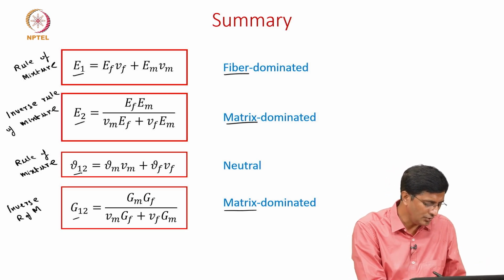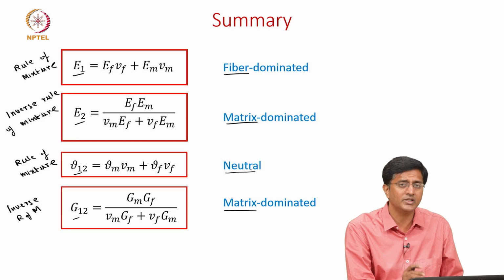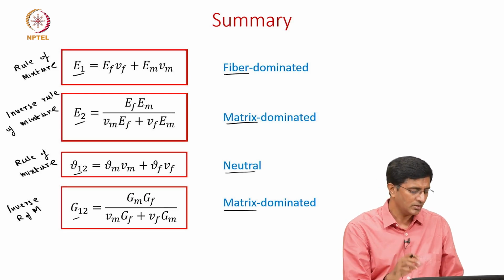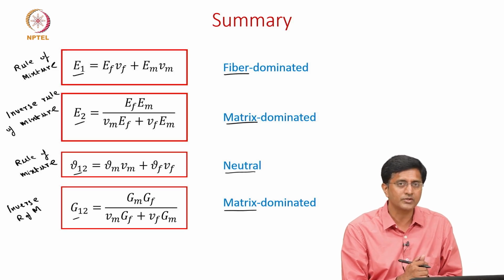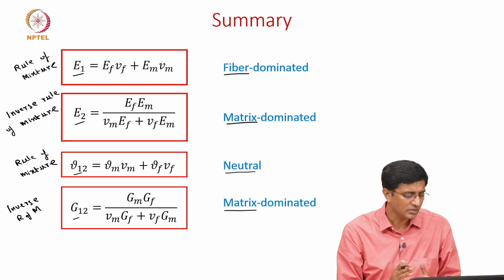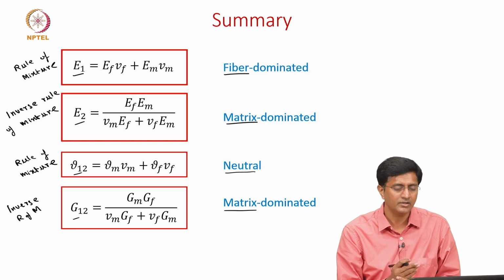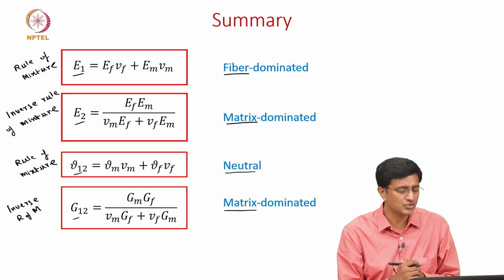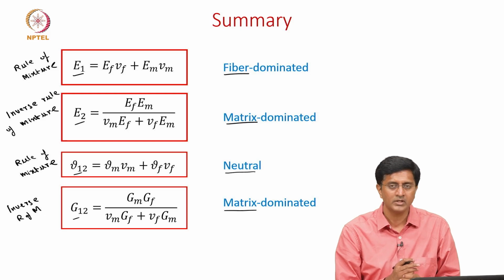And finally, for the Poisson ratio too, we said it is neutral. The reason why it is neutral is because the properties of the fiber and matrix, especially for the Poisson ratio, are almost close to each other. There are no big differences. Whereas the moduli of the fiber and matrix are very different, and similarly the shear moduli are also very different. So this should summarize the expressions we derived for predicting the properties of the composite based on the constituent properties as well as the volume fractions Vf and Vm. Okay, thank you.